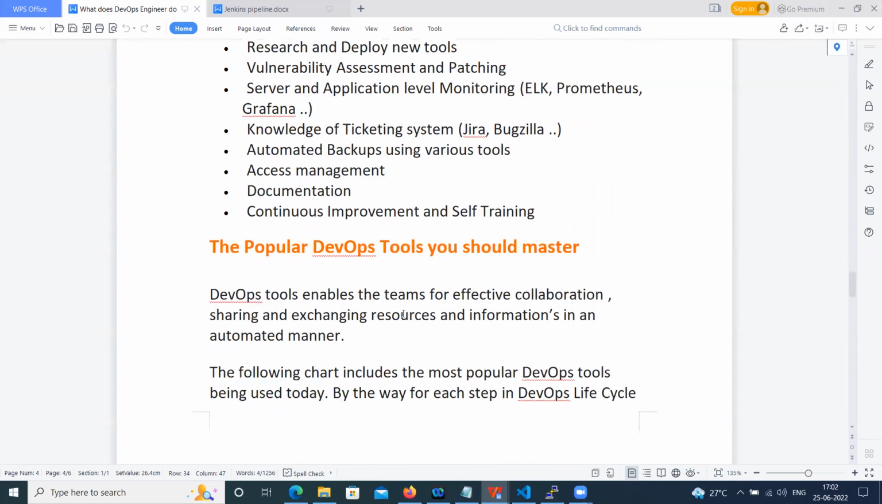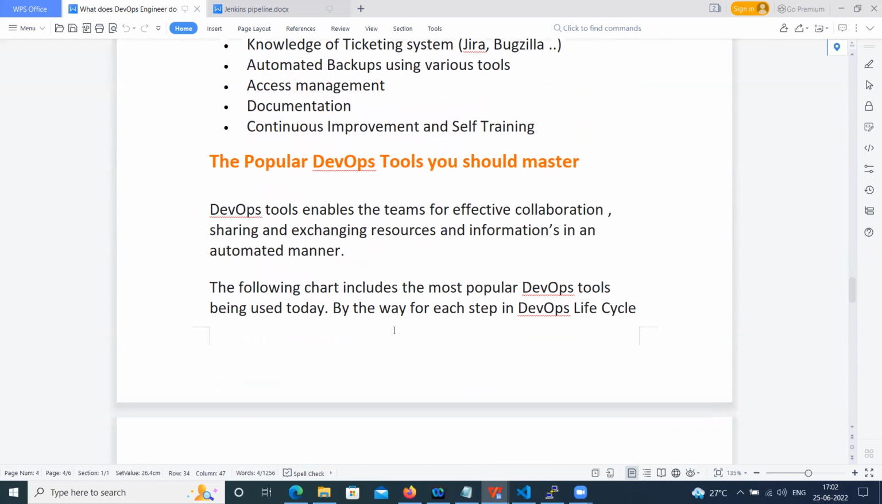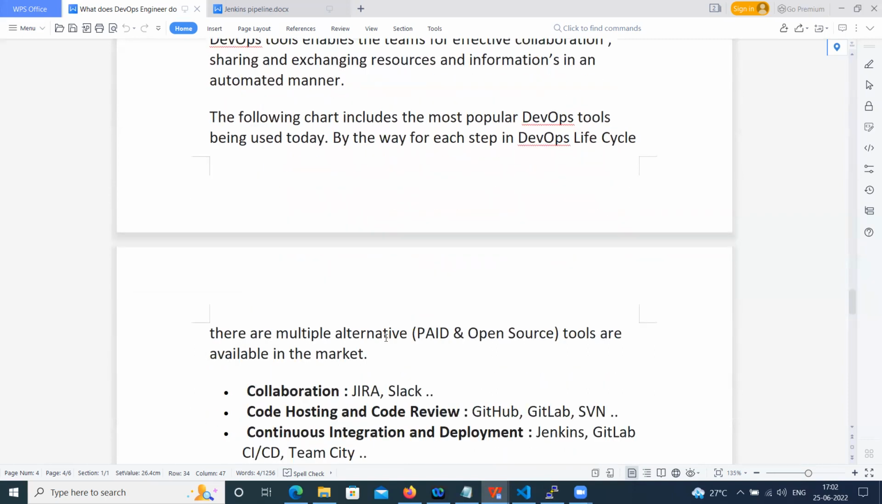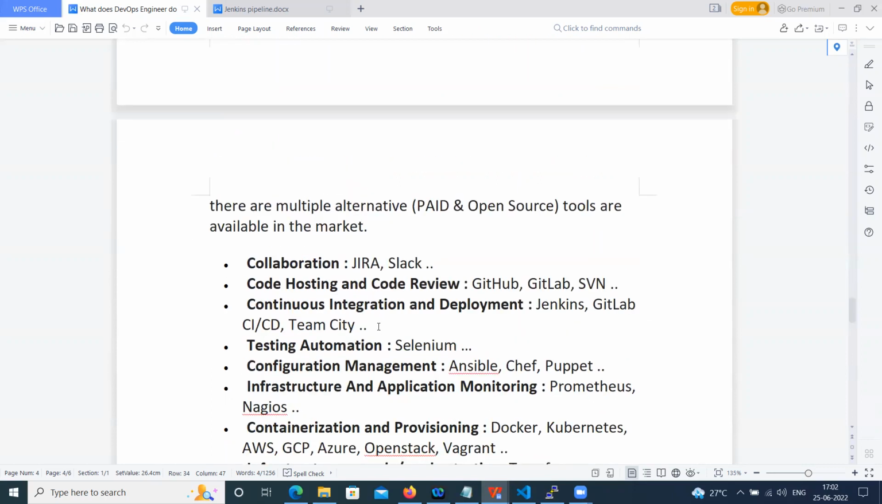DevOps tools enable teams to collaborate effectively, sharing and exchanging resources and information in an automated manner. The following chart includes the most popular DevOps tools being used today. By the way, for each step in the DevOps lifecycle, there are multiple alternative paid and open source tools available in the market. Like we have the category for collaboration. What tool are we using? The most used tool is Jira, and one more tool is Slack.